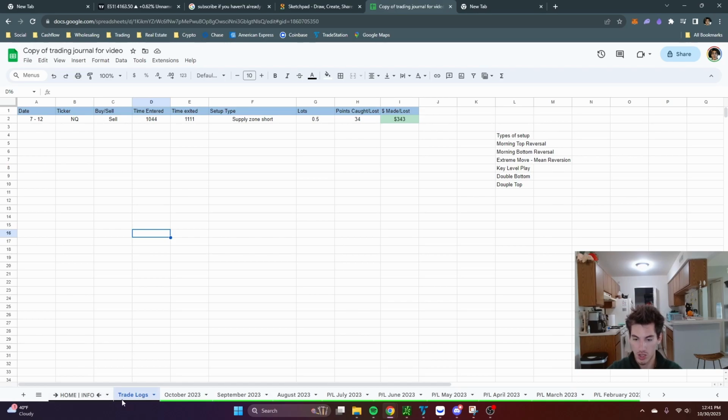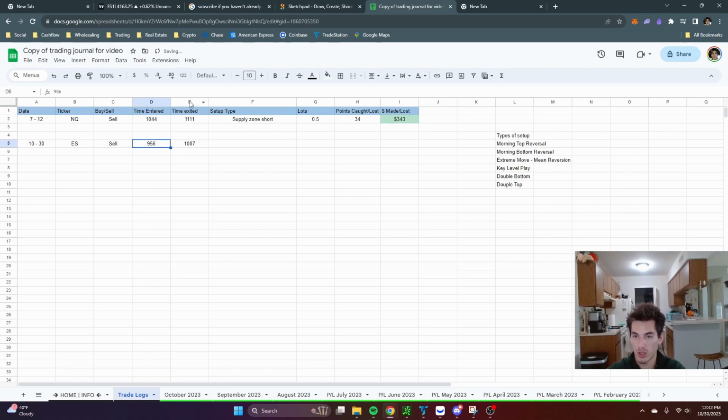Now, on the second sheet, I have trade logs, right? Pretty much whenever I have a trade, after the trade is done, I will come in here and put in all the information. So let's walk through an example trade today. Today is October 30th, so put that in. Ticker: let's say today I traded ES. Buy, sell: let's say I sold. Time entered: let's say I entered at 9:56, right? Time exited, let's say 10:07, right?